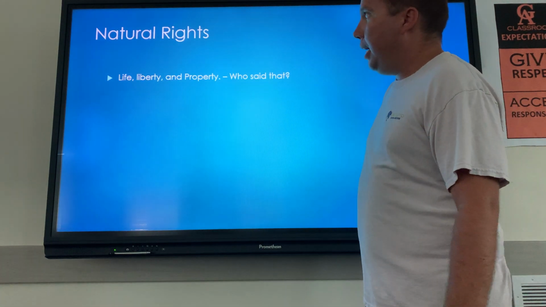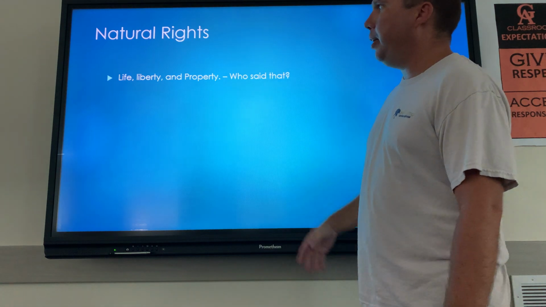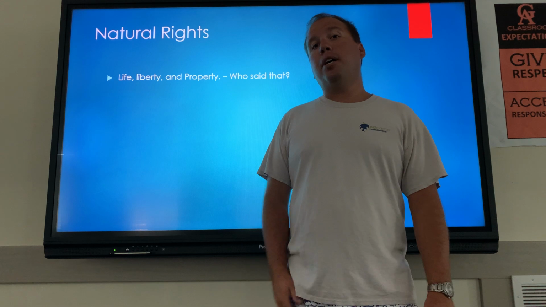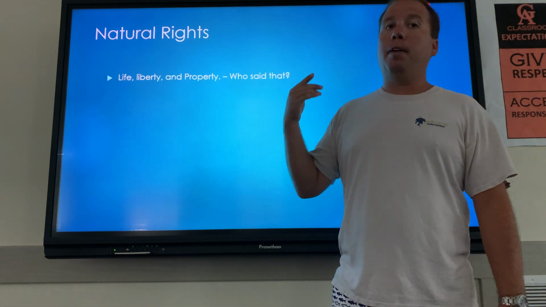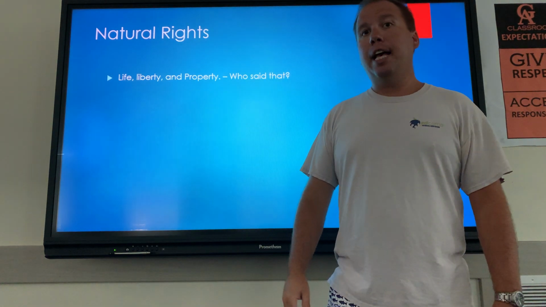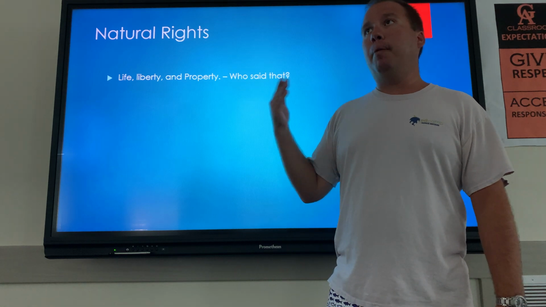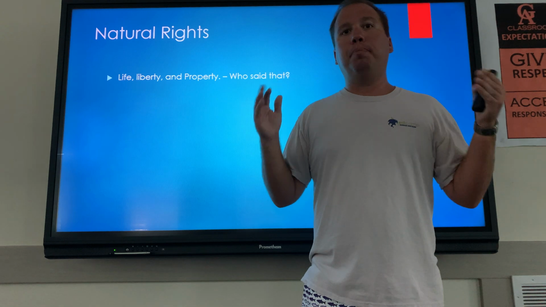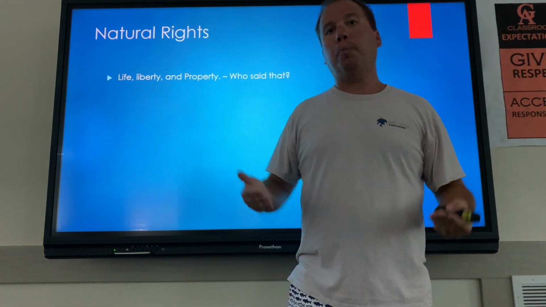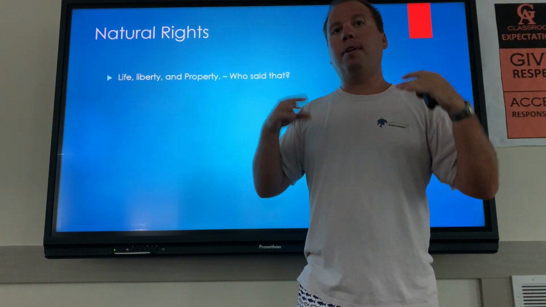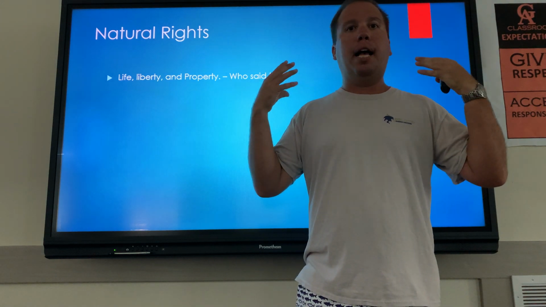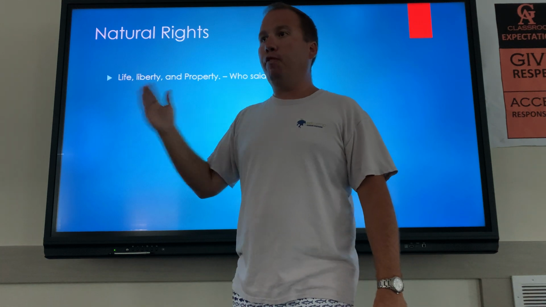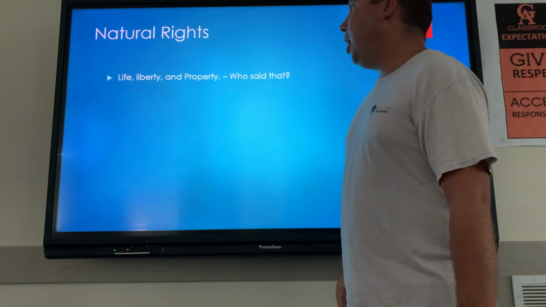Natural rights: you have life, liberty, and property. Now, who said that? That would be John Locke. John Locke was one of the English political philosophers that came up with the idea of life, liberty, and property, that the government's job is to protect your life, liberty, and your property. You as an individual have rights, and the government's job is to protect those rights for you. That is the government's job.